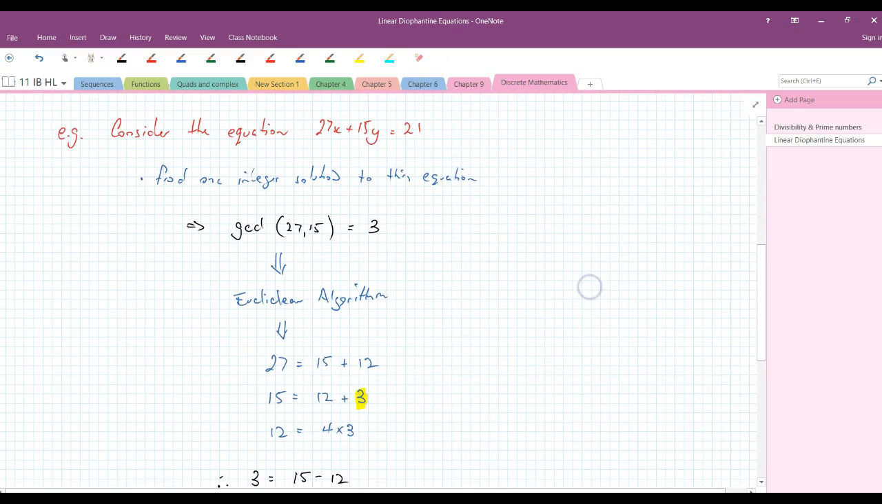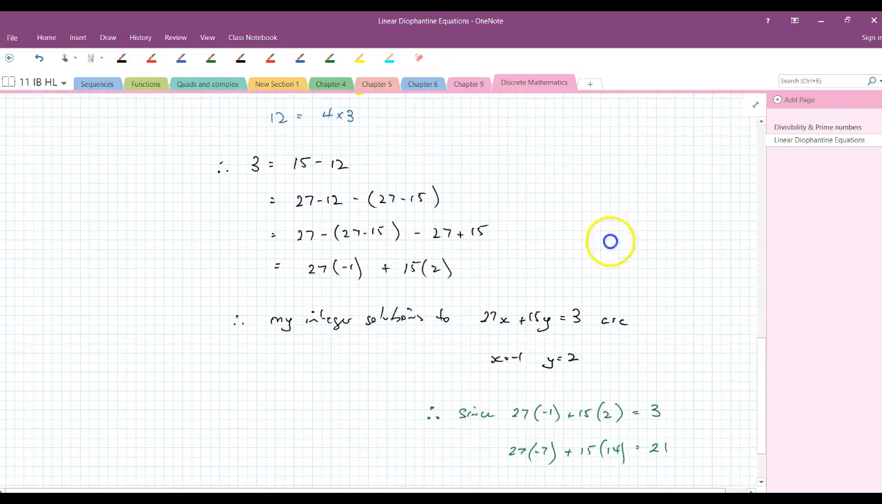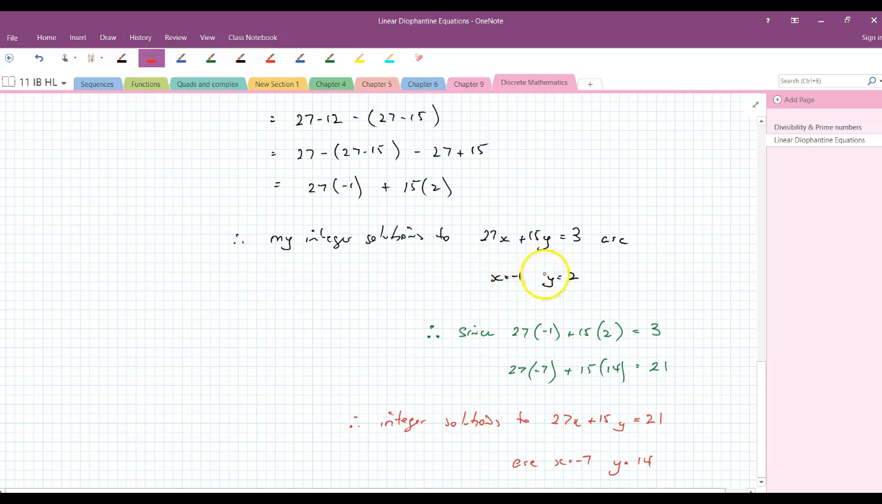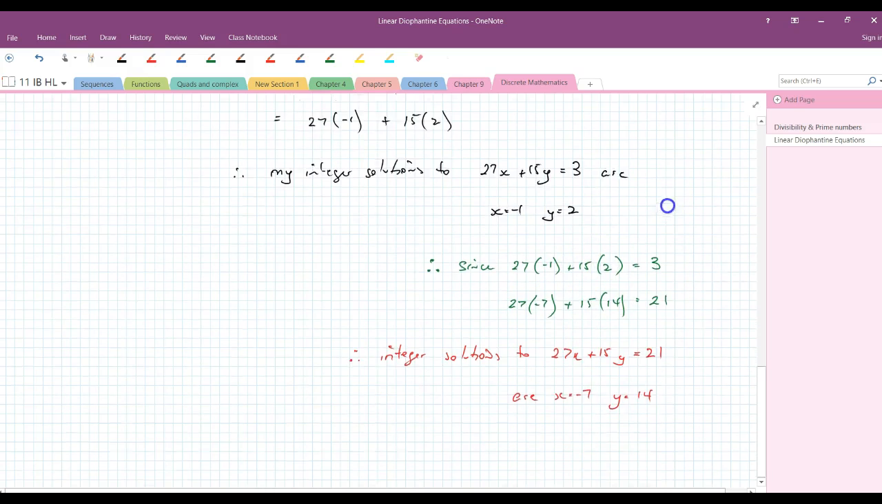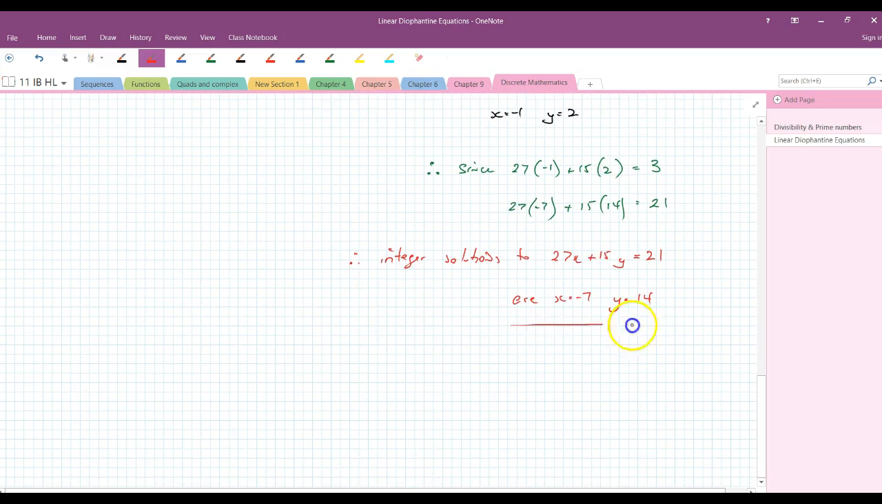But we find that one by firstly working through the greatest common divisor. So we solve this equation equal to its greatest common divisor, using the Euclidean algorithm. Then we simply multiply our solutions for, in this case, 3, multiply them by 7. So we have minus 7 and 14. So that's my one solution there.